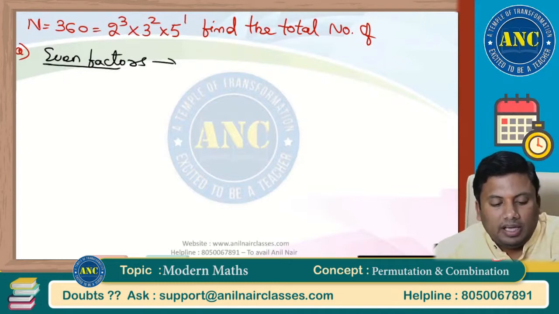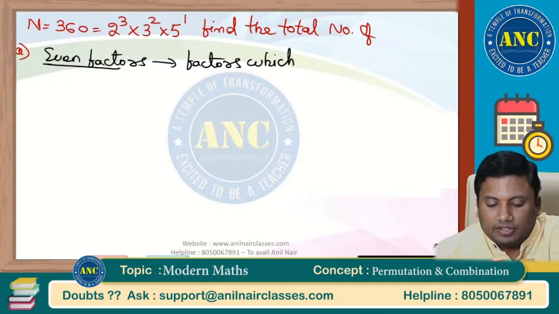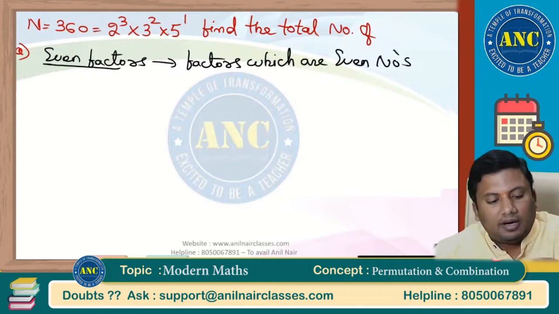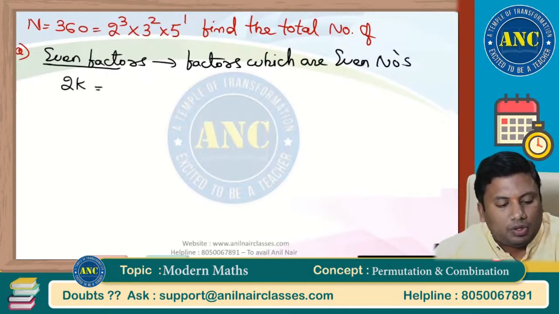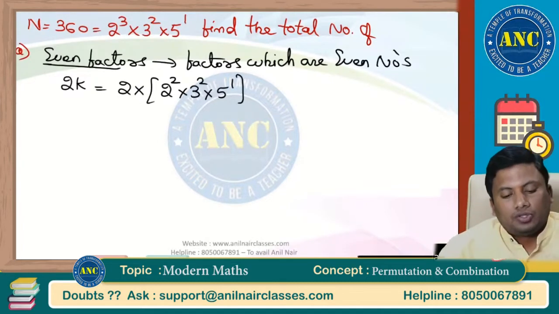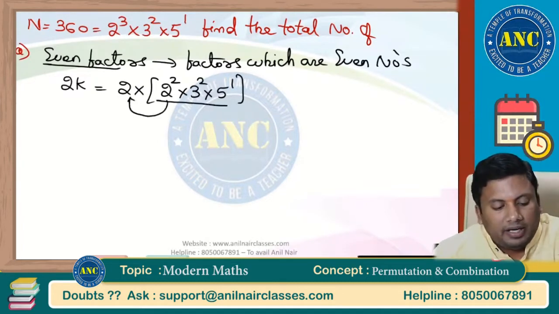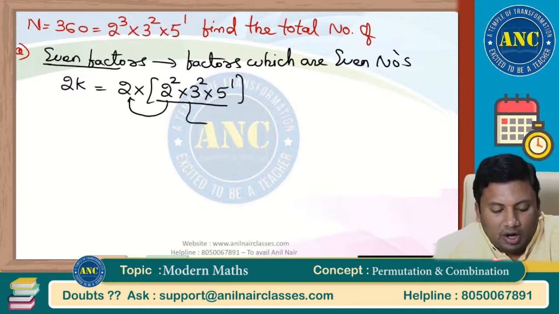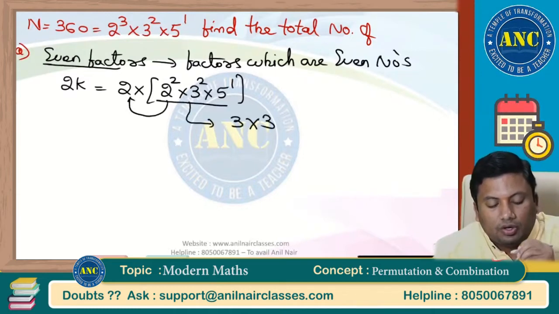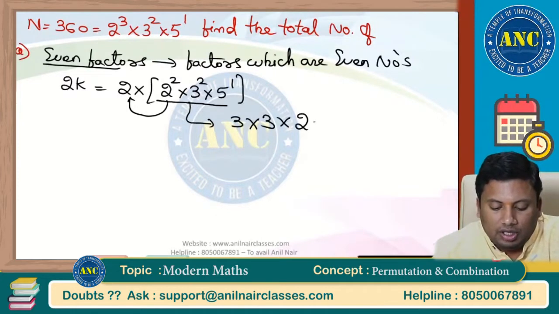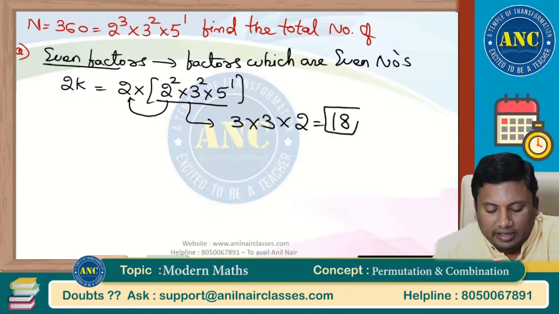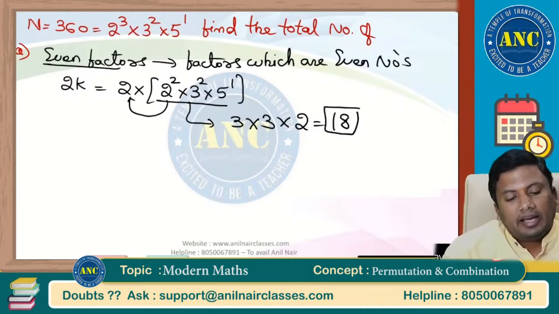What do you mean by even factors? Even factors means factors which are even numbers. Any even number is of the form 2k. So 2 into the remaining, which is 2 square into 3 square into 5 power 1. These are the numbers which are getting multiplied by 2, therefore it becomes even. How many factors are there for this number? 0 to 2, 3; 0 to 2, 3; 0 to 1, 2. 9 2s are 18.